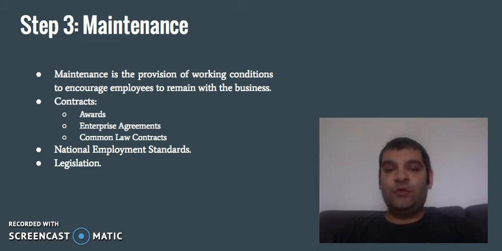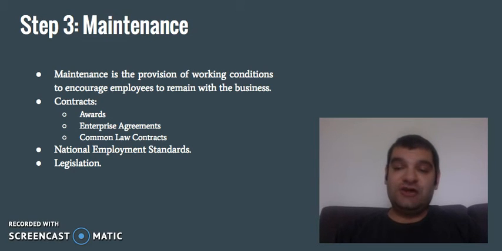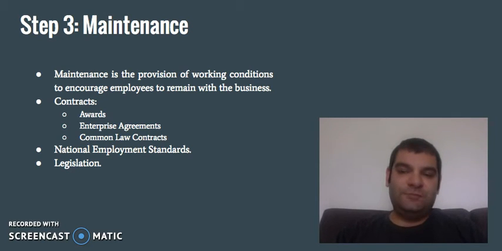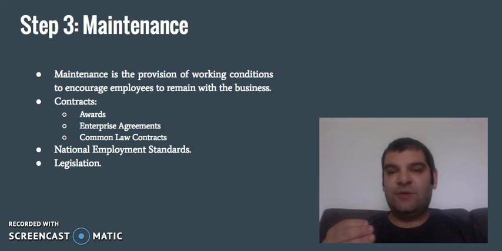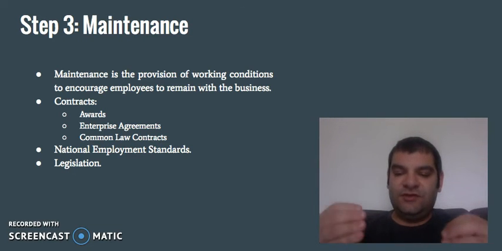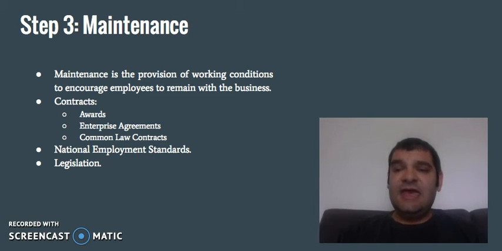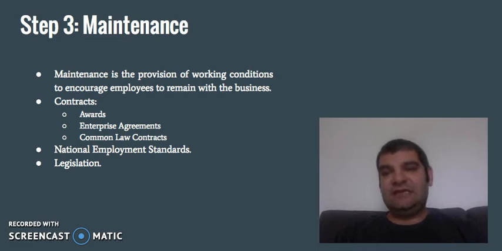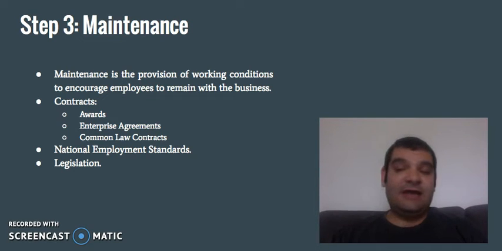Another type of contract is a common law contract, and this is more so for people in managerial positions, where it's more of a contract drawn up between the workplace and an individual, and it also builds in certain safeguards for both parties. So it might be based on things like performance or sales increases.